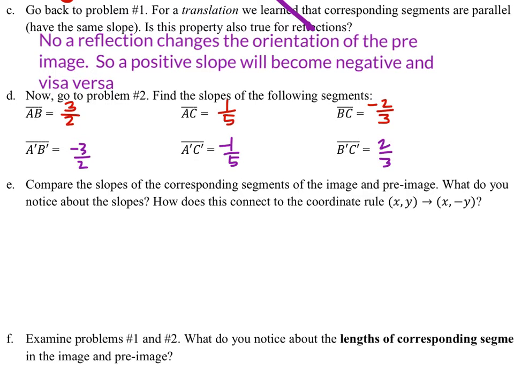So let's compare the slopes of the corresponding segments of the image and preimage. What do you notice about the slopes? And how does this connect to the rule that we had made? XY is transformed into x negative y. Well, we took the y value, 3, and we made it negative. This y value became a negative. This negative became its opposite, positive 2. So that's how that's working. Notice the x values, or the horizontal change in each of these, remained the same, just like the x did here.